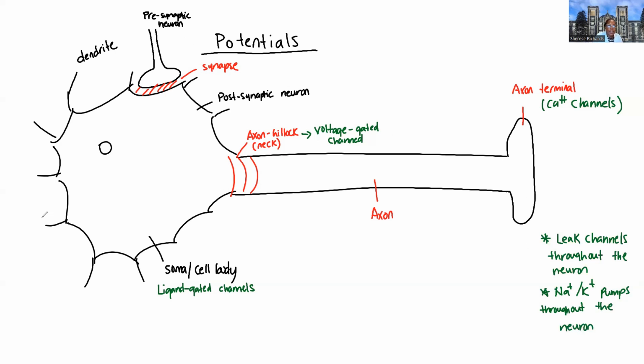Now let's think about the difference between graded potential and action potential and just describe that here. This is kind of the cutoff zone, right? This is the proximal part of the neuron. So proximal to the axon hillock, graded potentials are initiated, which are smaller membrane potential changes.